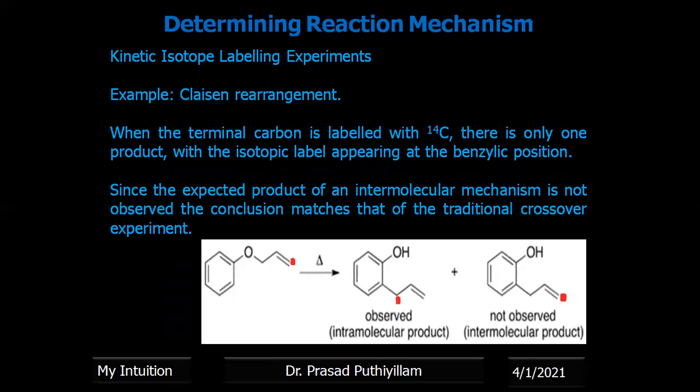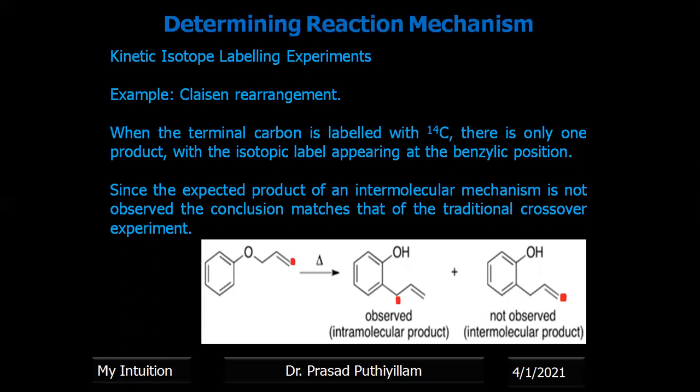Let us take as an example the crossover experiment that we discussed, that is, the Claisen rearrangement only. When the terminal carbon is labeled with carbon 14, the terminal carbon is represented here marked with a red dot. That is carbon 14. That carbon is regular carbon, carbon 12, and it is replaced with its isotope carbon 14. Carbon 14 is easy to detect in the product because it is an isotope. It can be easily identified.